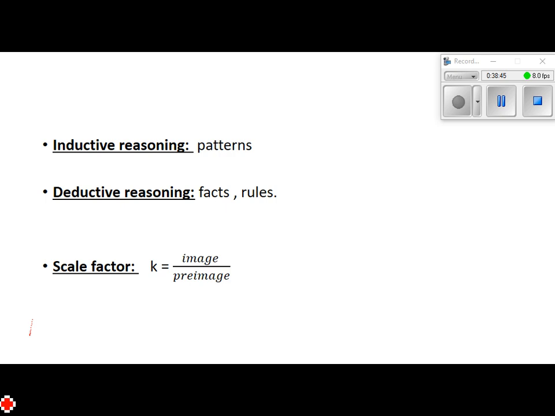Scale factor. Scale factor is always image over pre-image: the length from the image compared to the length or area or whatever it is for the pre-image. Image, new or old? New. So if you wanted to put new over old, image over pre-image, whichever way you like it, that's fine.